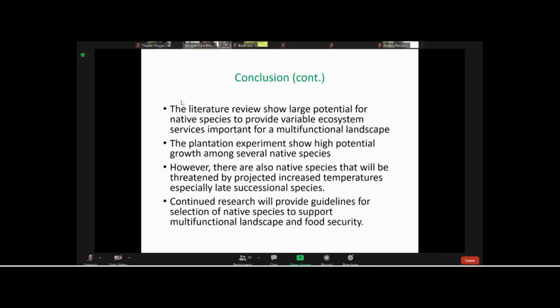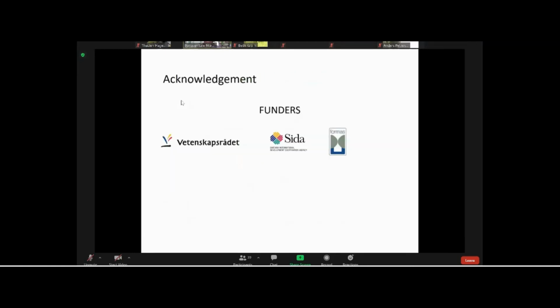But we recommend continuing research that can provide a guideline for selecting native tree species to support multifunctional landscapes and food security.